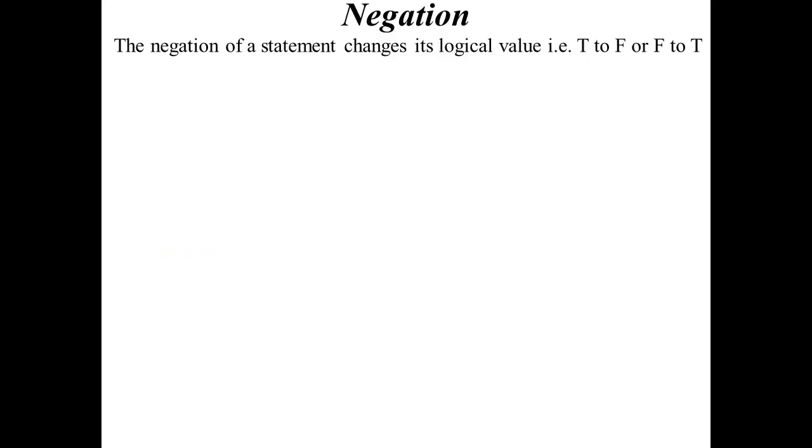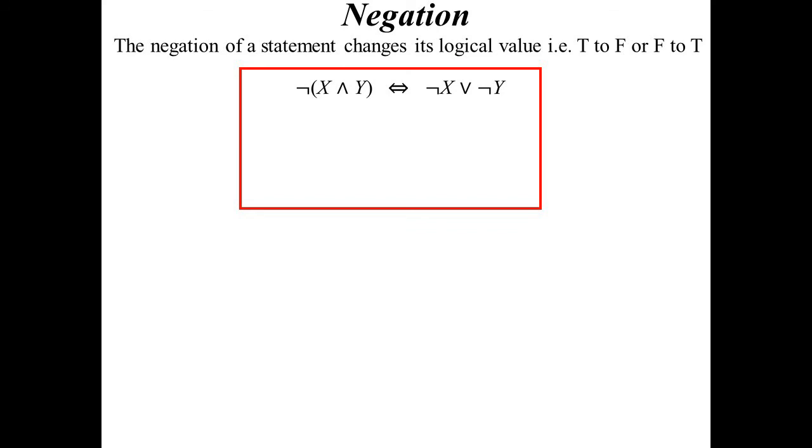All right, negation. If you want to negate a statement, it will change its value. Remember we said it's either going to be true or false. So it'll change true to false or false to true. Now, some rules here. If you want to negate X and Y, it's the same as saying the negation of X or the negation of Y. And the other way around works as well. If you're going to negate X or Y, it's the same as the negation of X and the negation of Y.